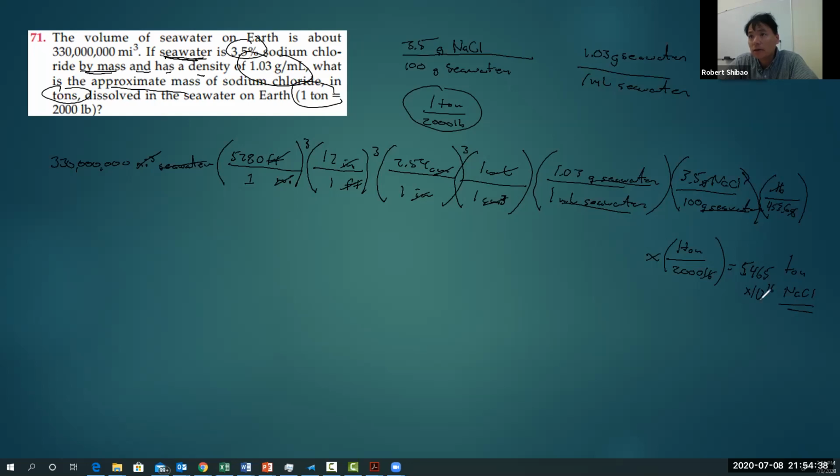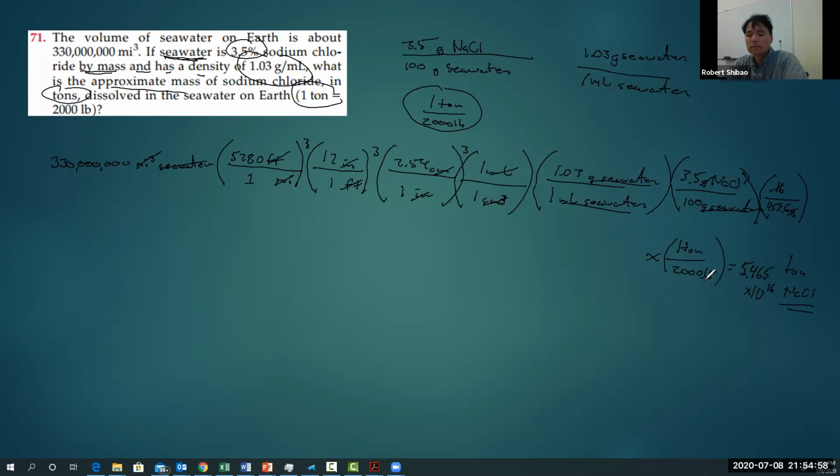Wow, that's huge. 5.5 times 10 to the 16 tons of sodium chloride. That's an enormous number. Maybe I made an error. And we should check if I made an error. So the way we check is we'll just double check the calculation by redoing the calculation.